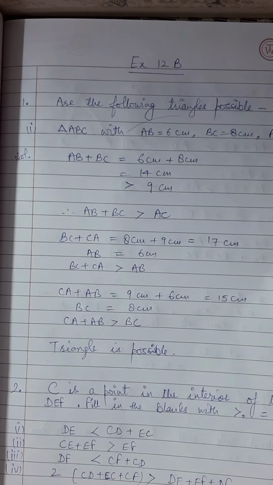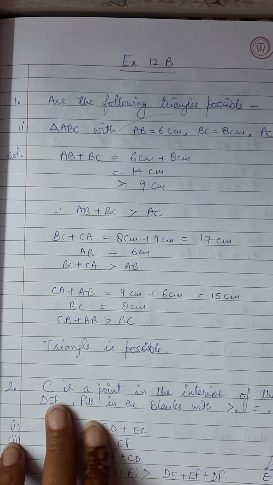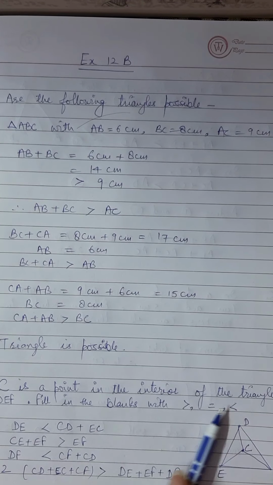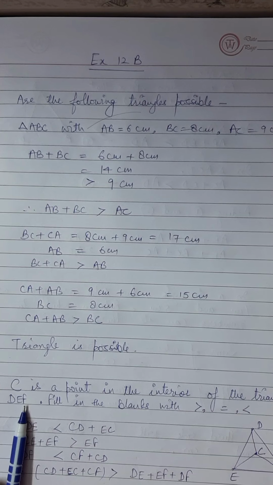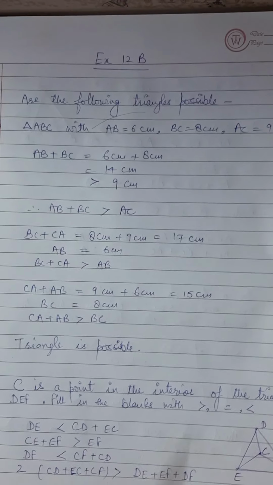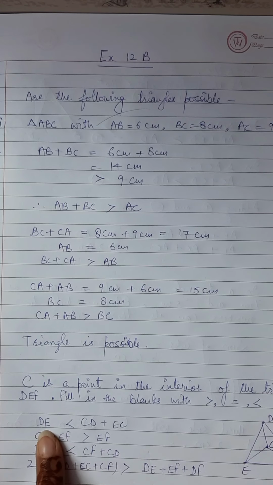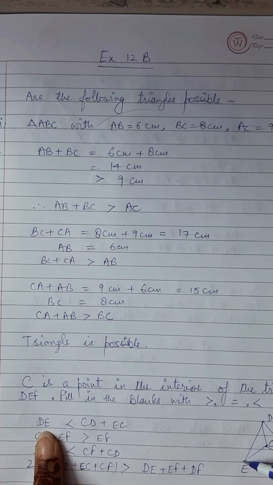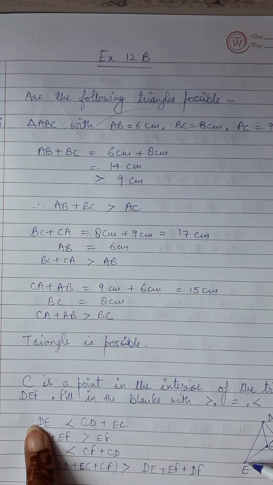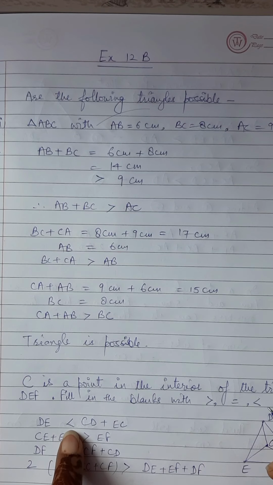Now the second sum. We are given that C is a point in the interior of triangle DEF, and we have to fill in the blanks with greater, equal, or smaller sign. So here we are given DE is smaller than CD plus EC. In triangle EDC, the sum of two sides is always greater than the third side. So we have to fill in this sign.